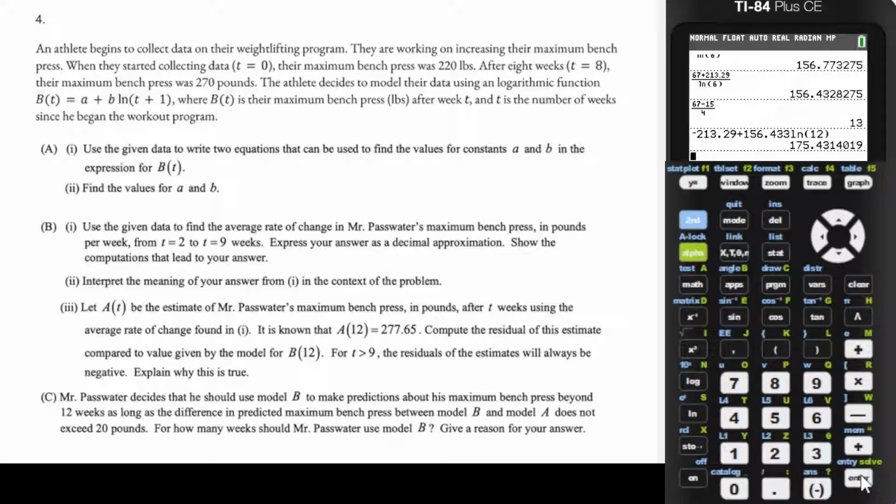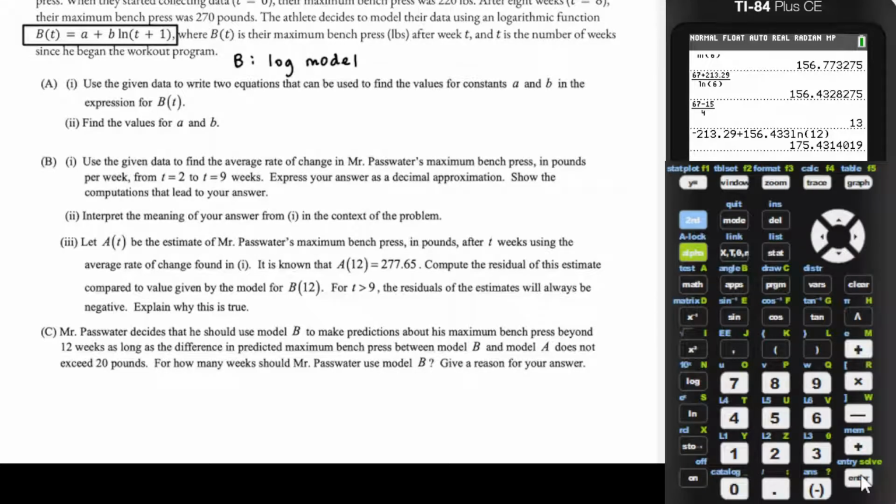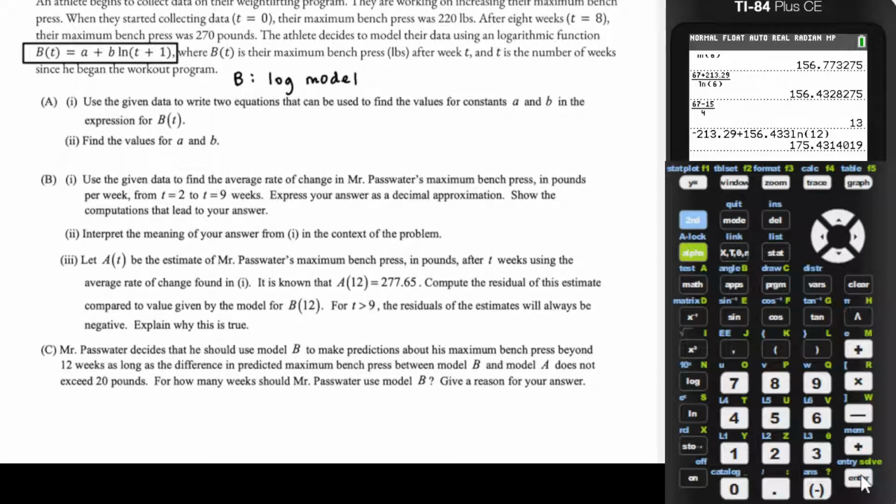We've got B of T, which is a log model, and I remember this one's got something weird going on with a capital A. Yeah, exactly. So I'm going to be really clear that B is the log model, and I might need that later on. Now, the given data was at t equals 0 to 20. So B of 0 equals 220, and then at t equals 8, B is equal to 270.